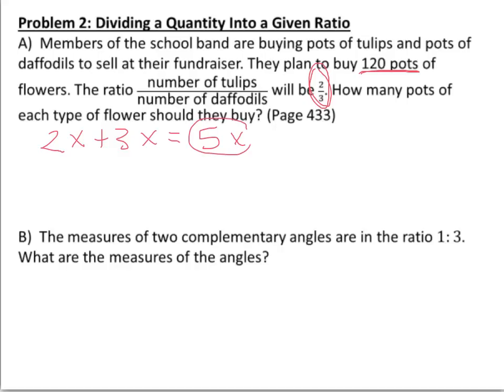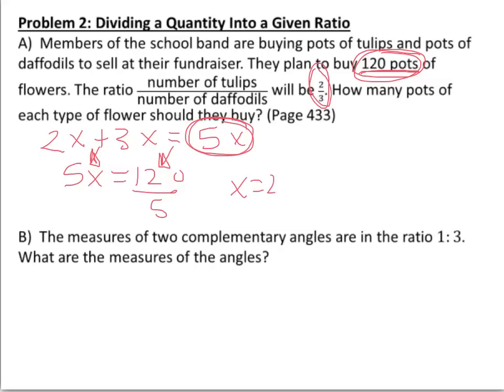So this is my total. So your total is always going to be equal to your total of what you're talking about. In this case, I'm talking about 120. So I'm going to have 5x is equal to 120, because this is the total number of pots that I need, and this is the total number of pots I am buying. So if I divide each side by 5, it gets that x is going to be equal to 24. So what this number represents is my multiplier. This is not my final answer.